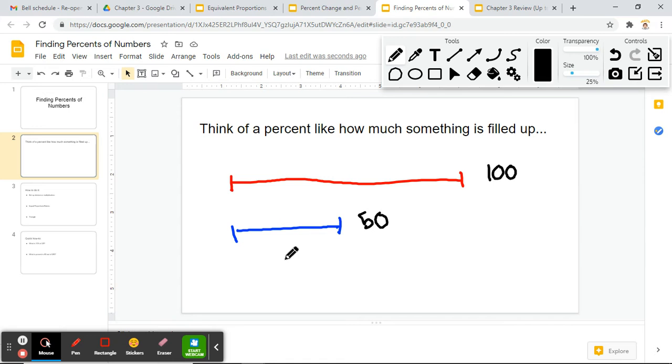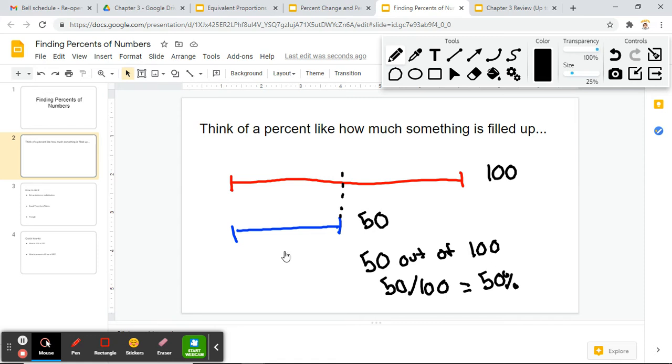So if we have 50 and 100, then we could write this two ways. We could say this is 50 out of 100, and as a fraction, we could write this as 50 over 100. And again, what are we looking at? Why is this 50%, which is eventually what 50 over 100 is going to be? Well, let's look at our lines. This line takes up exactly half of this other line. So it makes sense that it would be 50% because 50% is our percentage form to represent a half.